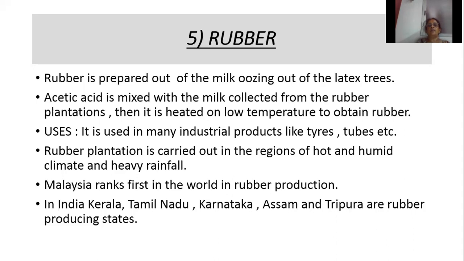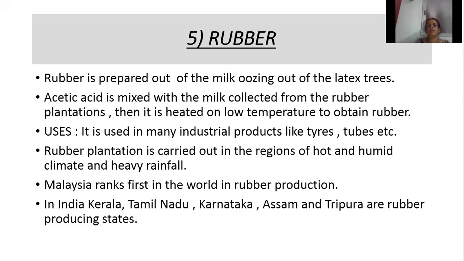So, how is rubber prepared out of the milk flowing out slowly from the latex of a tree? That white liquid substance coming out slowly from the rubber tree. And then what is mixed with it? Acetic acid. Then it is heated on low temperature to obtain rubber. What are the uses? It is used in many industrial products like tires, tubes, etc.